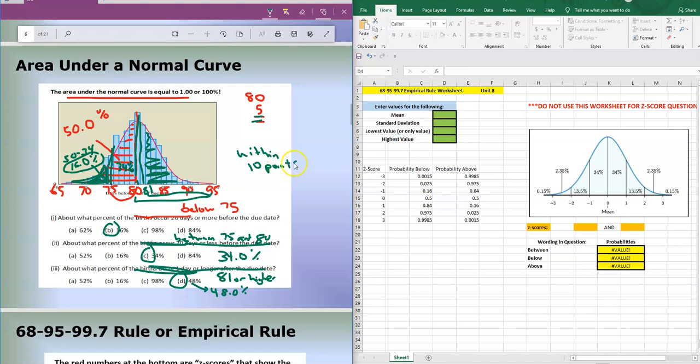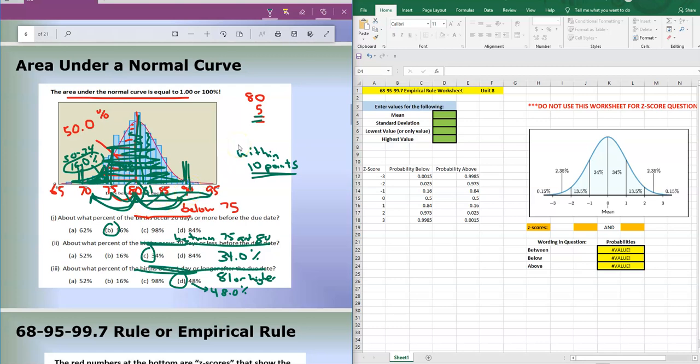Well, understand that if it says what percent of the grades are within 10 points of the mean, knowing that the mean was an 80, all that means is go out 10 to the left and to the right and find the percent of grades between those values. So within means between, and within 10 points means go out 10 to the left of the mean, 10 to the right of the mean, and find the percentage between that. Well, both of those numbers are 2 standard deviation units out. 1, 2 that way, 1, 2 that way.